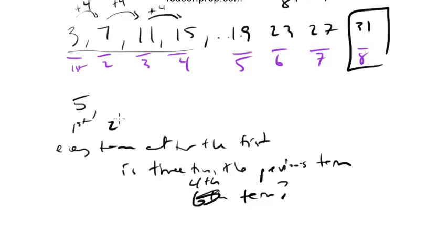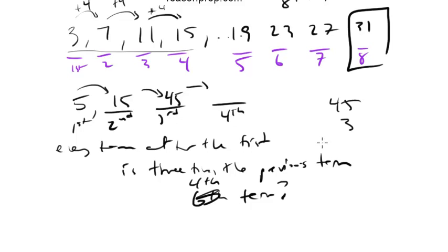Here's the first. The second term would just be 3 times the previous, so it would be 15. The third term would be 3 times 15, 45. And then the fourth term, which is what we're looking for, would be 3 times this, which is 135. Okay, so basically either they'll give you the list, you got to find the rule and then get the term, or they'll give you the rule, you got to make up the list and then get the term.